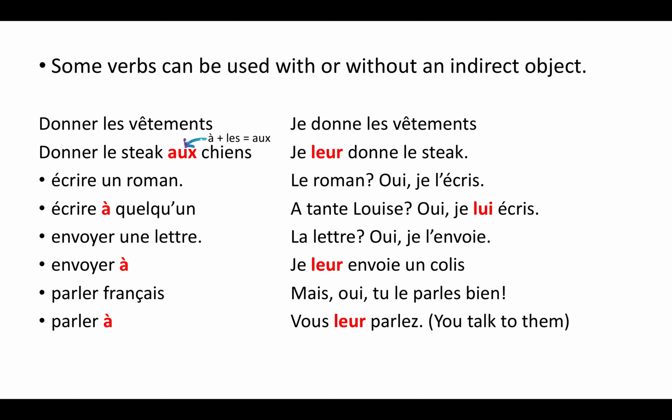In the first sentence, I give the clothes. I'm not saying who I give them to, so we just have a direct object, the clothes. Je leur donne le steak. Le steak is the direct object, but leur is the indirect object. And it's the same thing with all of these. Écrire un roman is to write a novel, but écrire à quelqu'un is to write to somebody.